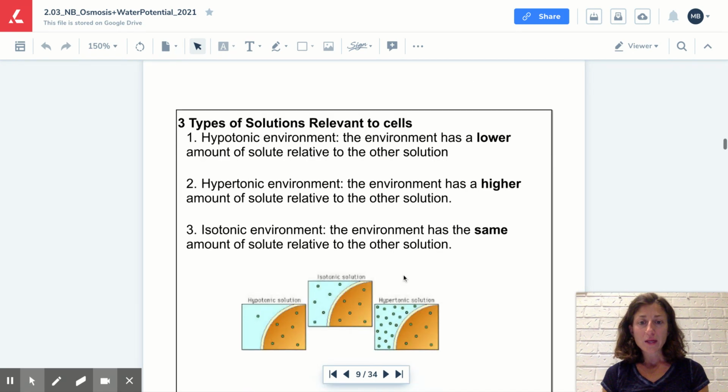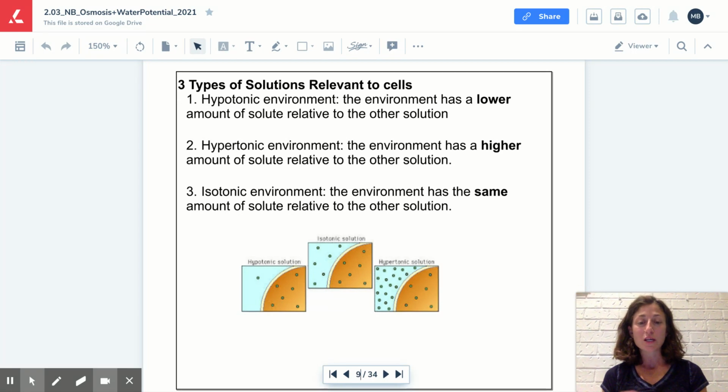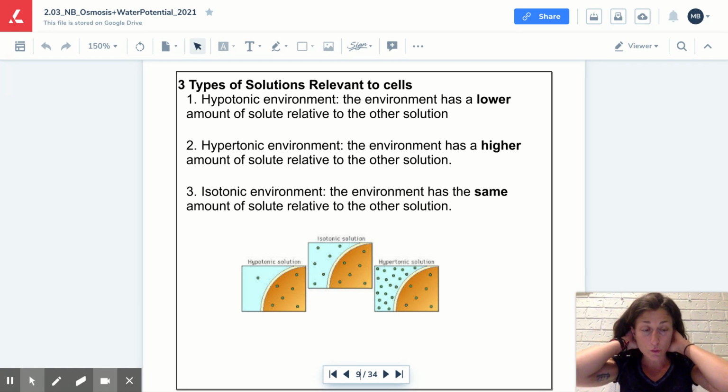Beautiful. Next, we have our different types of solutions. Okay, so in osmosis, you are going to hear these words a lot: hypotonic, hypertonic, and isotonic. Okay, so this concept is also called tonicity, right? So the strength of these environments. And it specifically refers to how much water and how much solute they have in them.